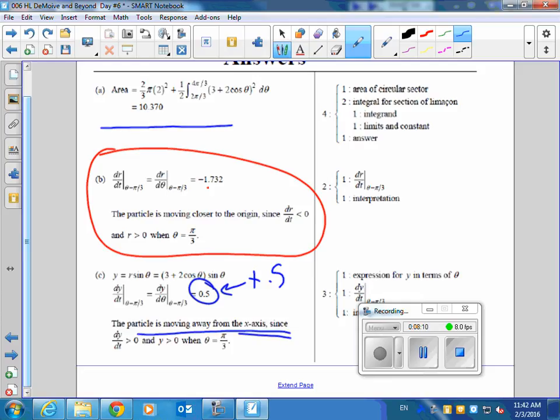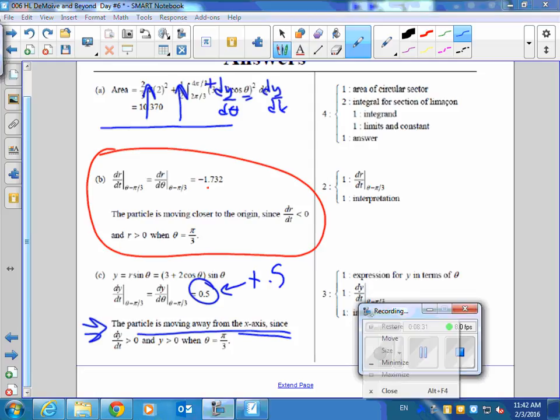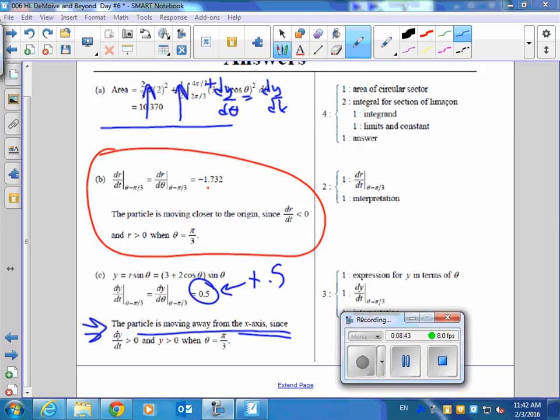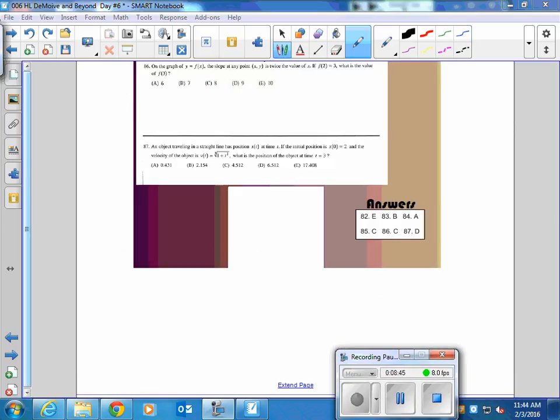So here's the x-axis. If dy/dt is positive, then it's moving away from the x-axis. So they would say away from the x-axis, and they're looking for this as a point for the marks in AP. That's what they mean by interpretation. You've got to show what the rate is, greater than or less than 0, and what it means, moving away from the x-axis. And that is that polar problem.